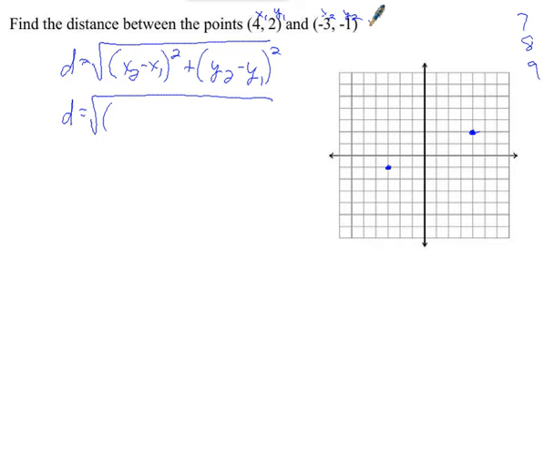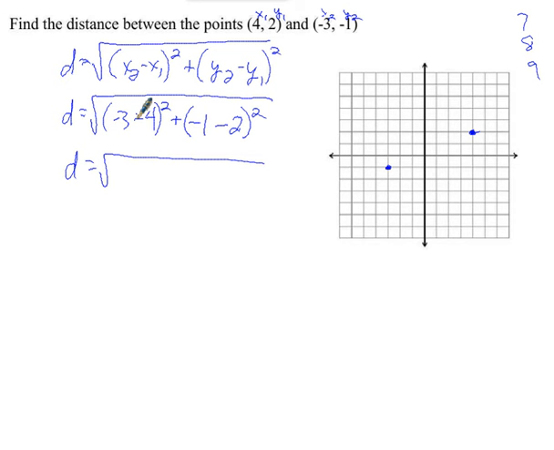So negative 3. Yeah, don't forget those squares. That's one of the most common mistakes, people leave off the squares. Okay, d equals square root. What do I get inside these parentheses here? Somebody else, please.